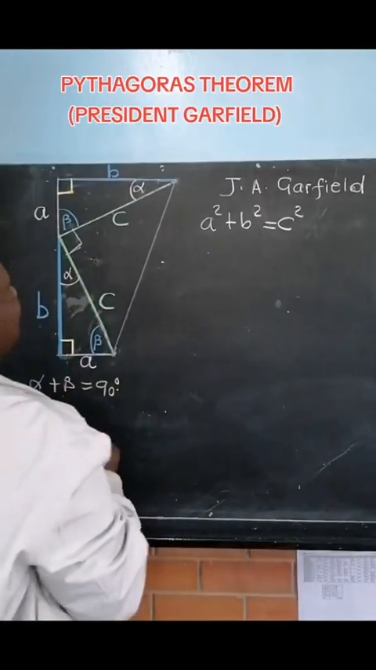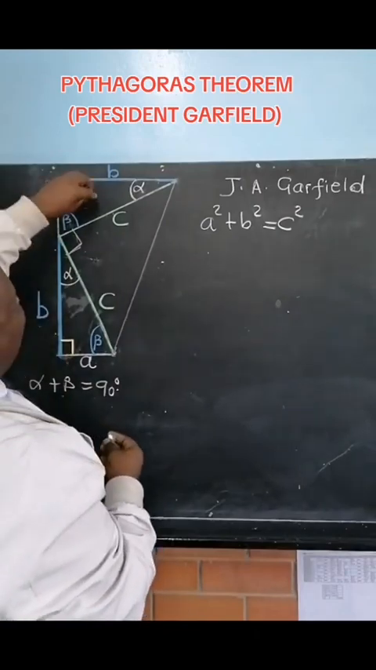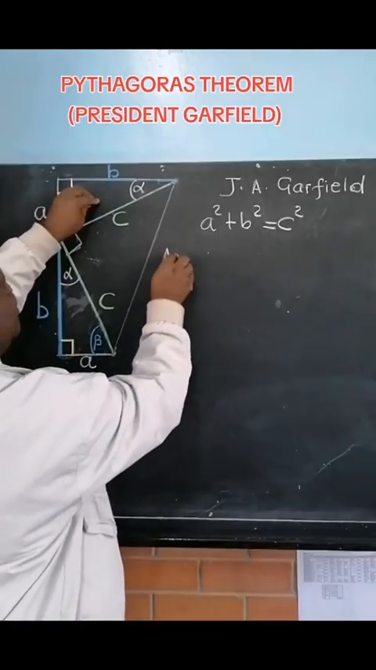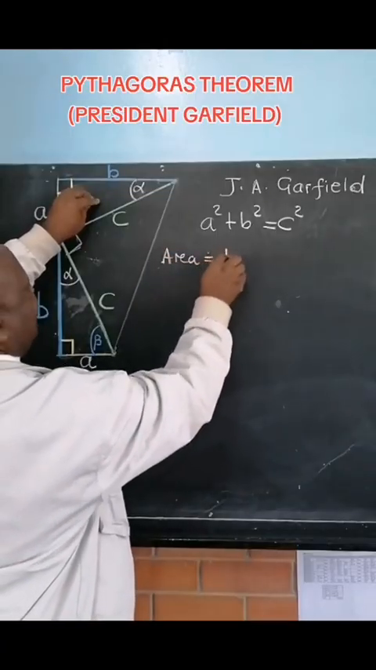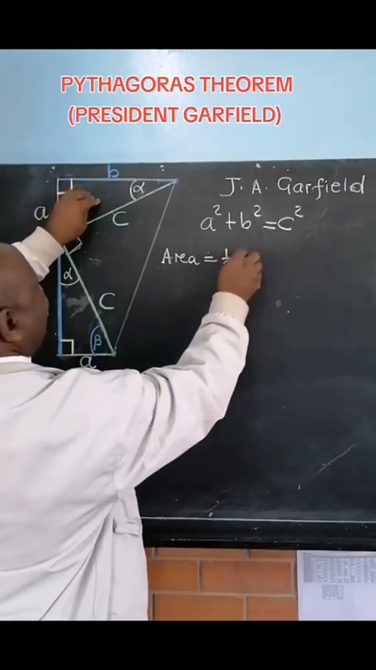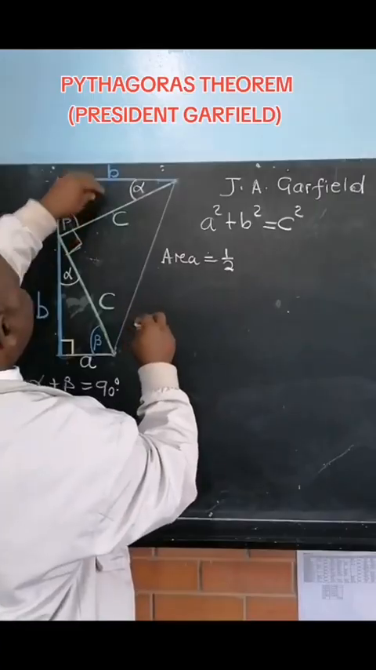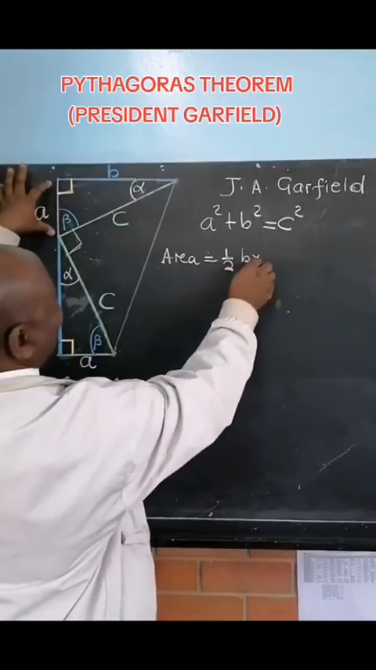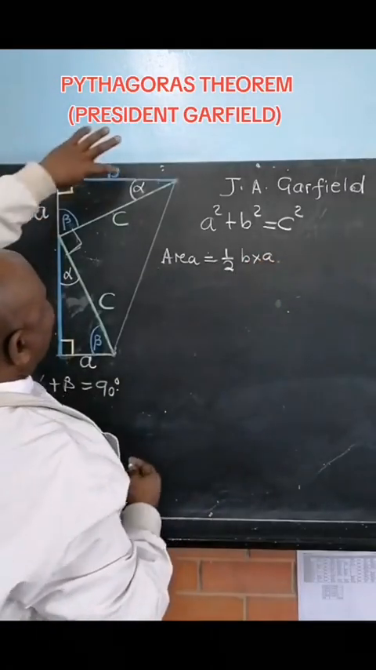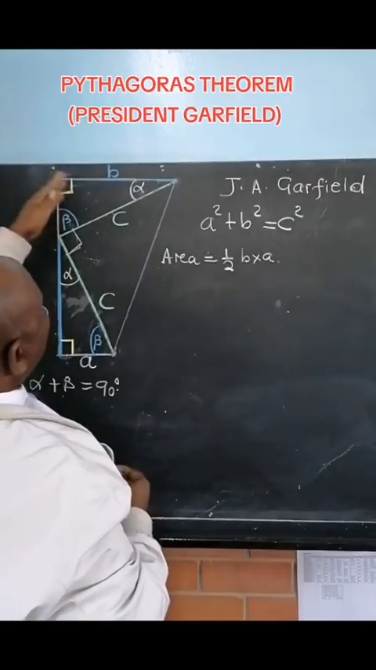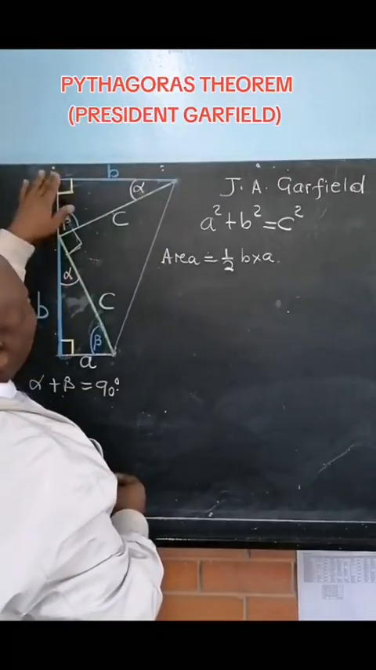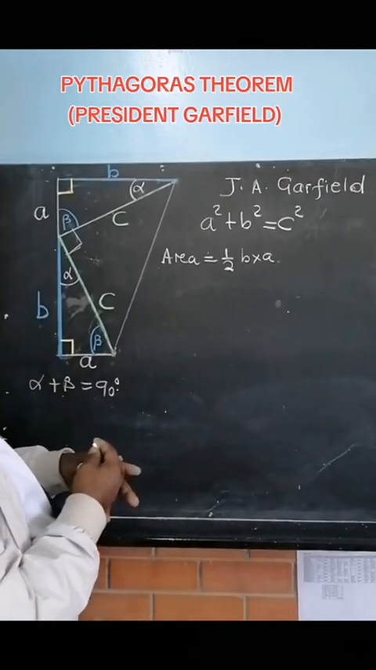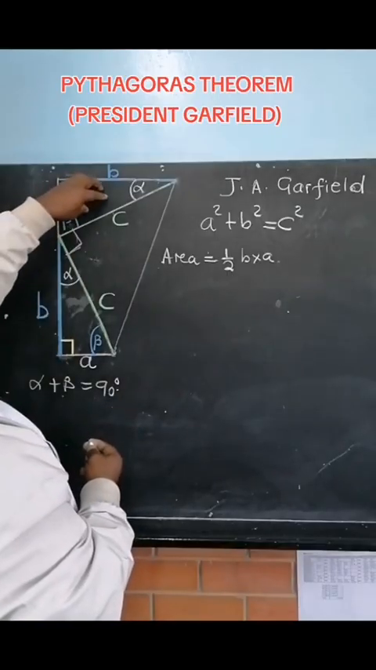Fine. Let's now look for the area of this triangle. Area of triangle is equal to half base multiplied by height. If I take my base as b, then my height is going to be a. Right? The base and the height must always be perpendicular to each other. In other words, we should have 90 degrees formed between the height and the base. So this is the area of this triangle.